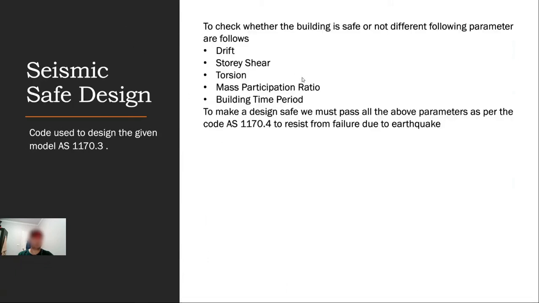Talking about the seismic safe design, we use the code of 1170.4. To check whether the building is safe or not, we check the following different parameters such as drift, story shear, torsion, mass participation ratio, building time period, which have to pass according to the code, which is 1170.4.